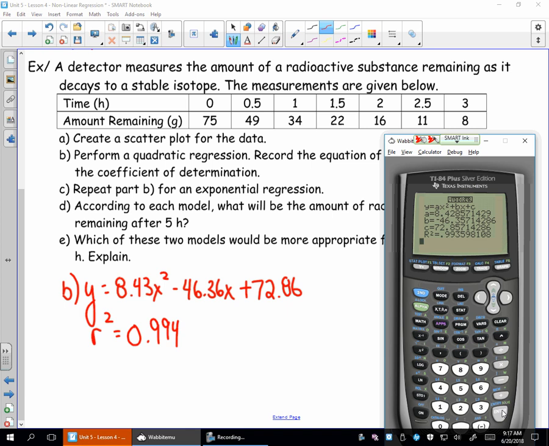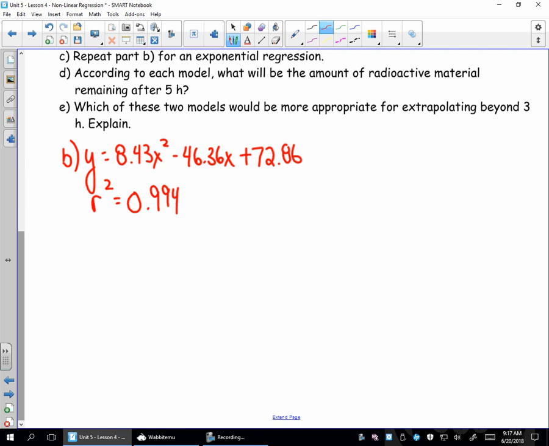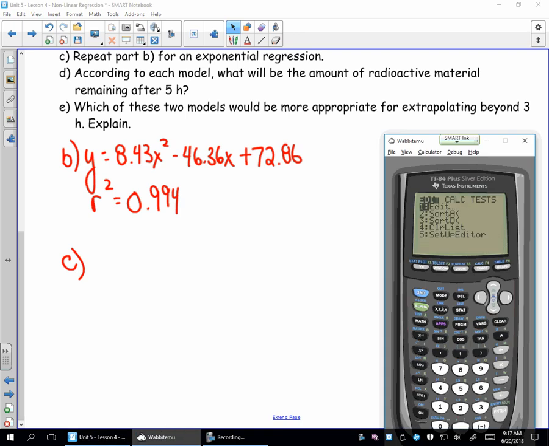Okay, let's repeat part B. We're going to try an exponential one this time. All right, so part C, same thing, but exponential. Stat, calc. Go down. Exponential is number, I think it's letter, oh no, number 0. Okay, let's try this one. Exponential, what do we get?